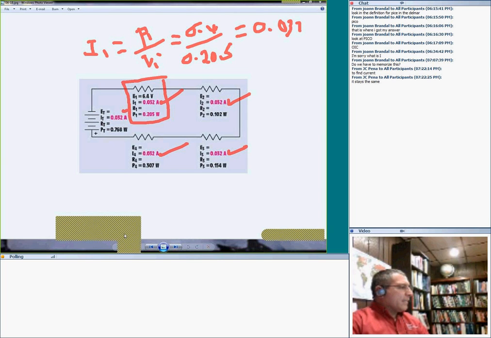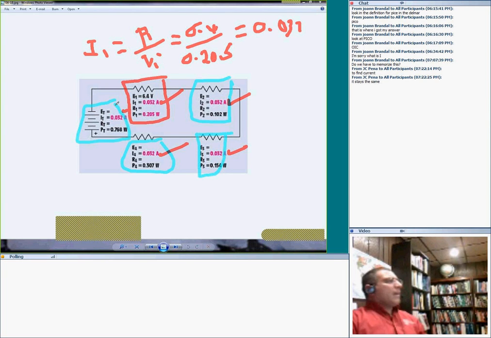Now, as you can see, I have 2 out of 4. I can analyze this branch easily, this branch, and that branch. And so the key point, my friend, is to know where to start. The start point was to add the powers and subtract them from the total power to find the power for resistor number 1. And why number 1? Because I know the voltage across number 1. If I have power and a voltage, I can find the current, and from the current, I can find everything else.